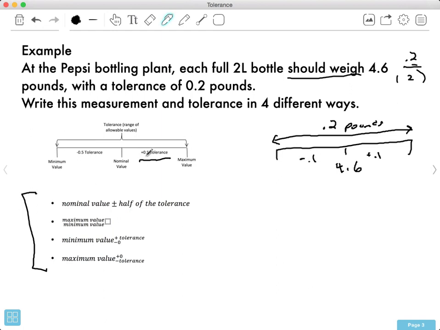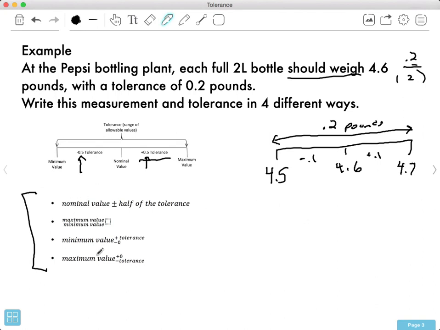Notice I'm not adding 0.5, I'm adding half the tolerance. This is how you say half in math, right? So half of 0.2 is 0.1. So 4.6 plus 0.1 is 4.7. And 4.6 minus 0.1 is 4.5. What that means is the machine will accept any bottles that weigh between 4.5 pounds and 4.7 pounds. As long as it's in that range, it's considered good, and it'll be shipped out.